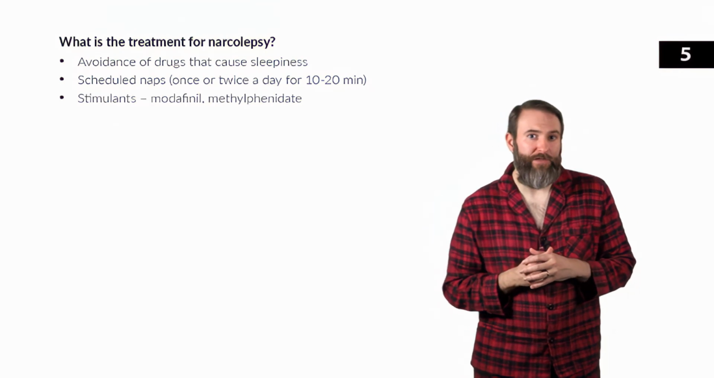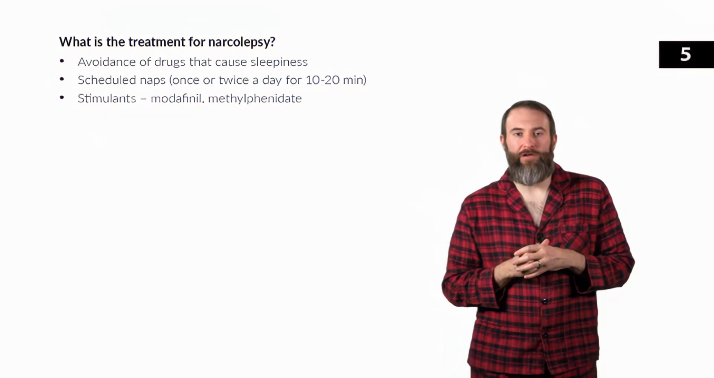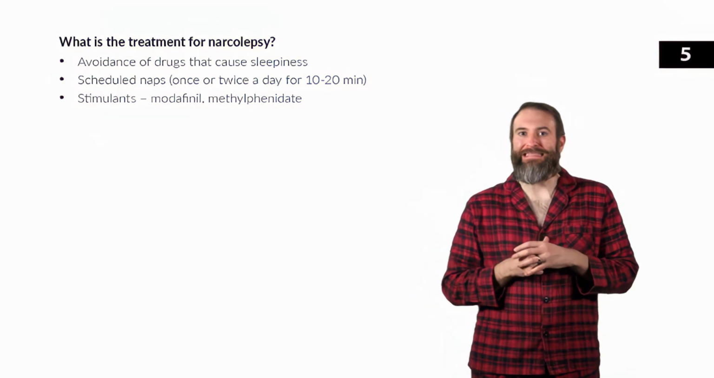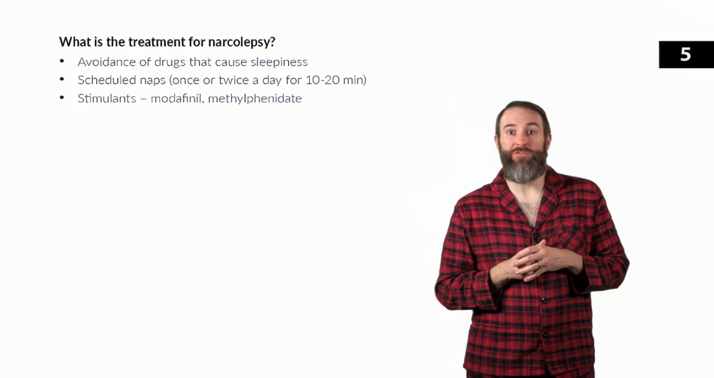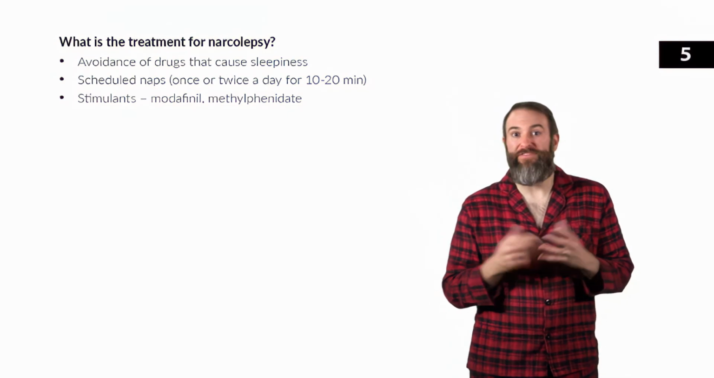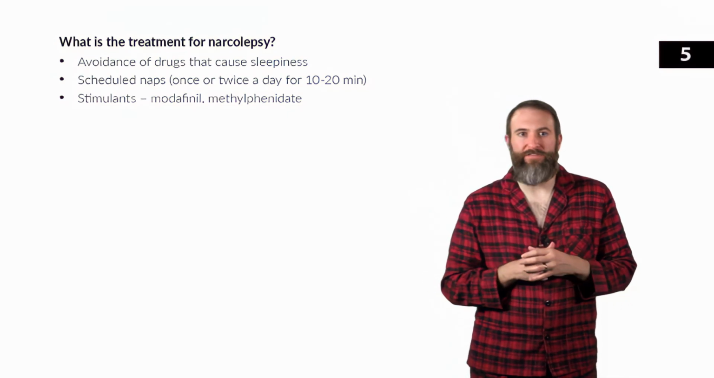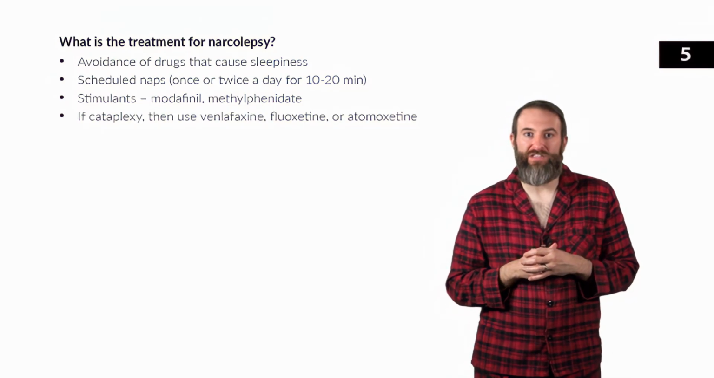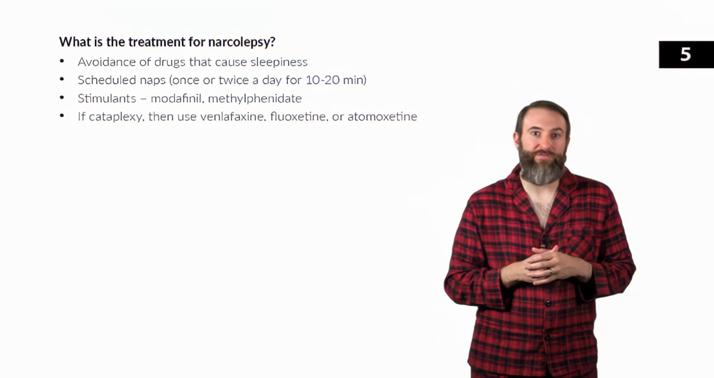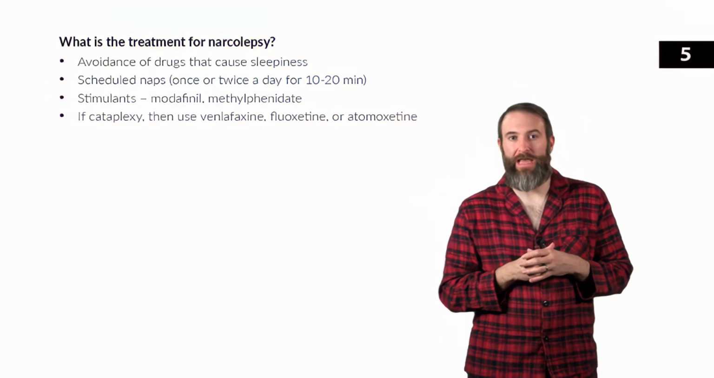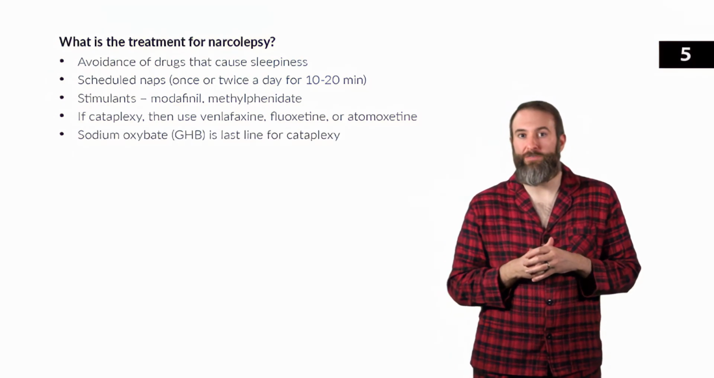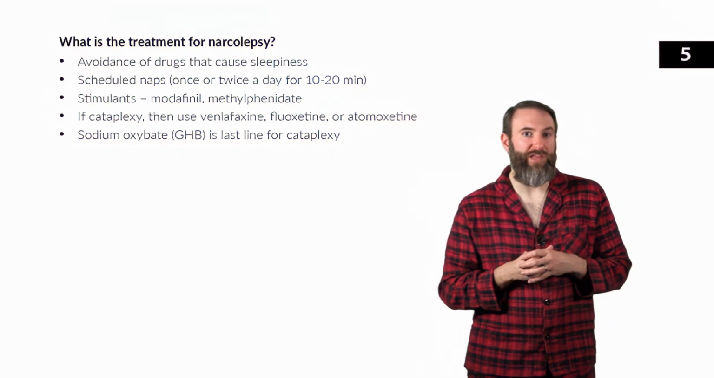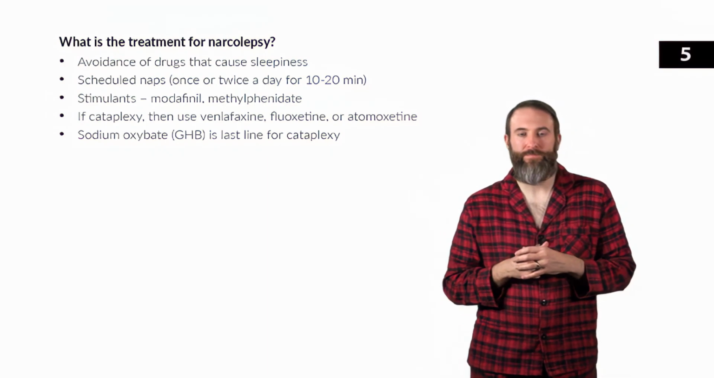Stimulants like modafinil are first line. They are a form of amphetamine, but they are a bit less addictive. You can still try some of the other stimulants like methylphenidate if modafinil is ineffective. Another strategy to prevent cataplexy is to use medications that suppress REM sleep. So these include venlafaxine, fluoxetine, and atomoxetine. Sodium oxybate may also be used if there's a lot of cataplexy involved.